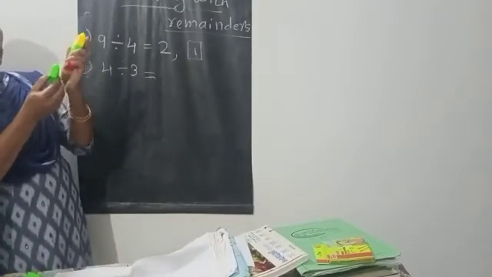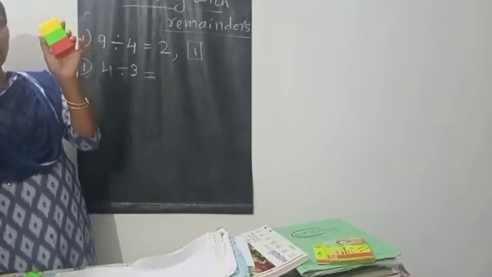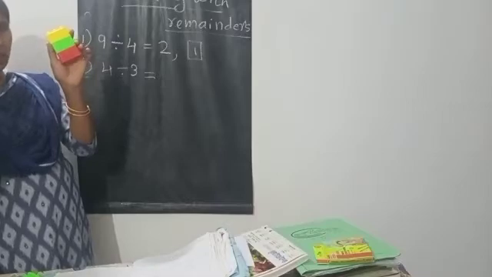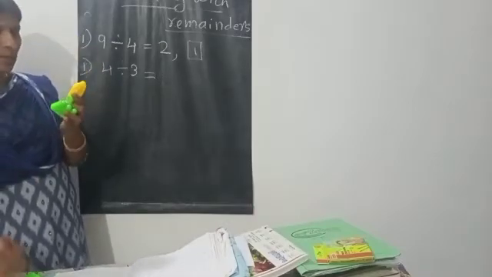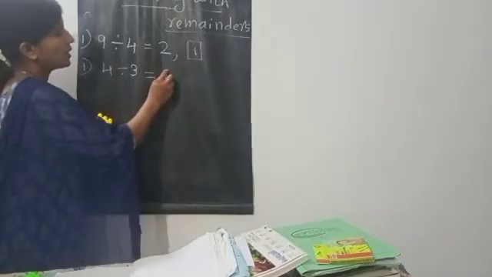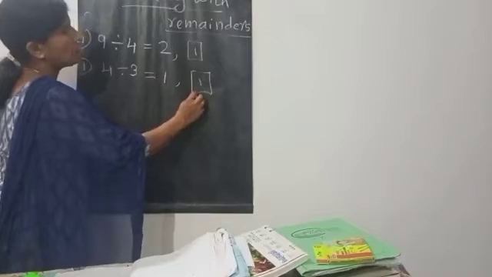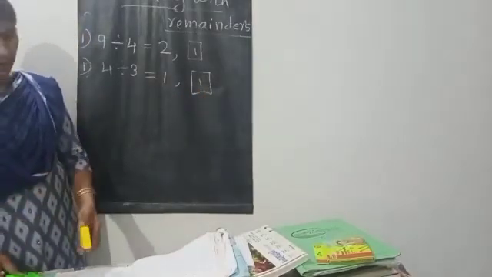I have taken one time 3. Here again I can't take because this is 1 only. This is the remainder. So the answer is how many times I took? One time. That is the answer. And the remainder is 1.